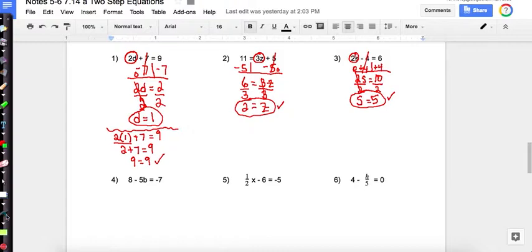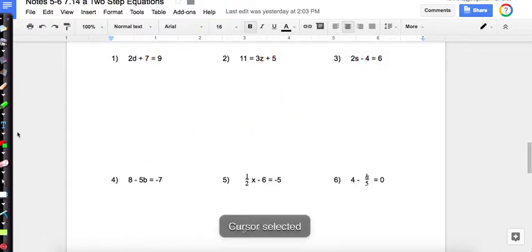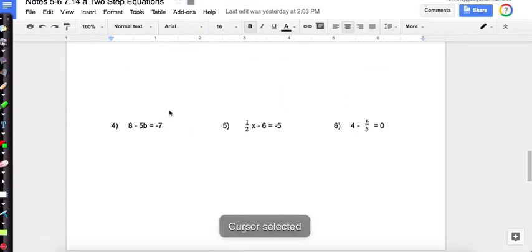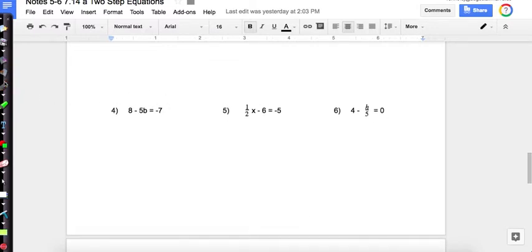Okay, moving on to example number 4. We have 8 minus 5b equals negative 7. Now, remember I said circle the variable and what's attached to it. And also if there's a minus or a plus sign in front, circle it. And there is this time. So let's draw our t. And now we want to cancel out 8 chips. So would we add 8 or subtract 8? Good, subtract 8.